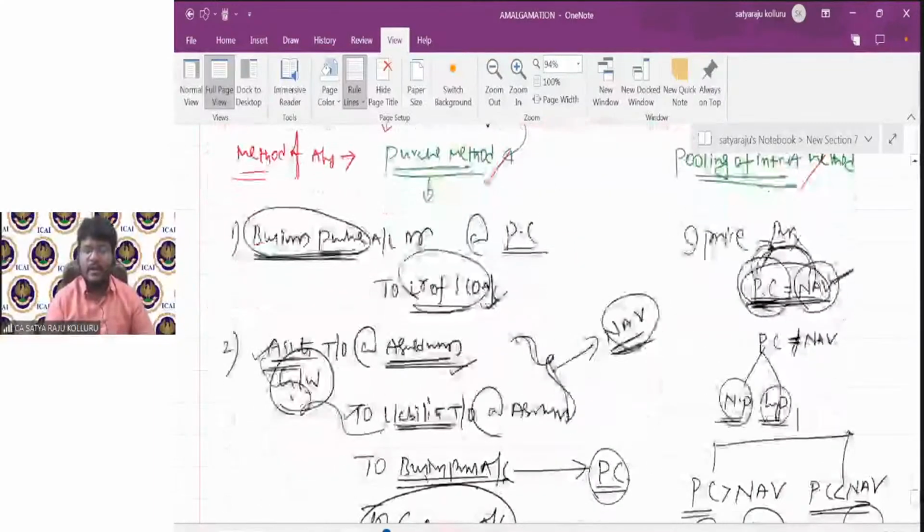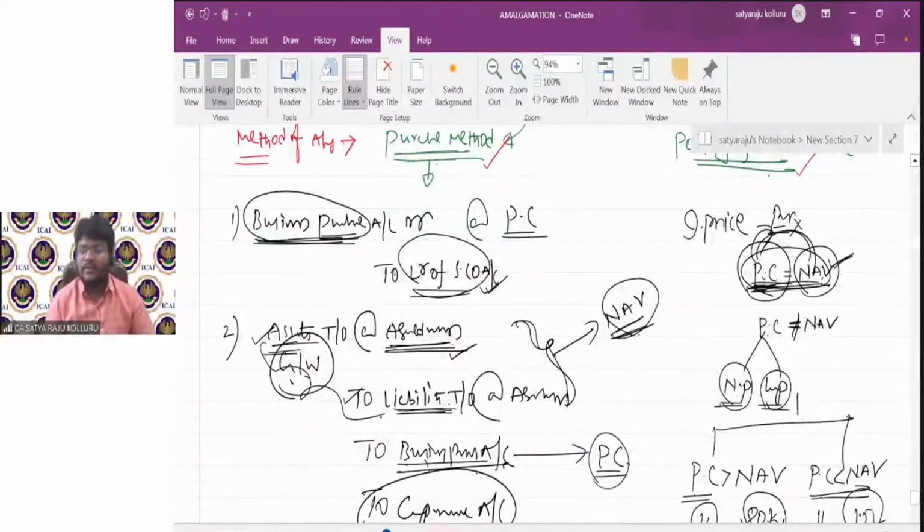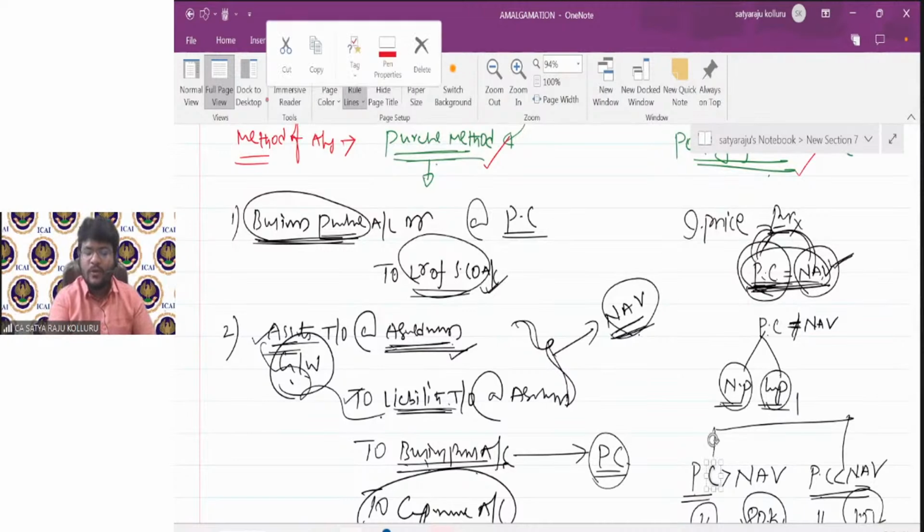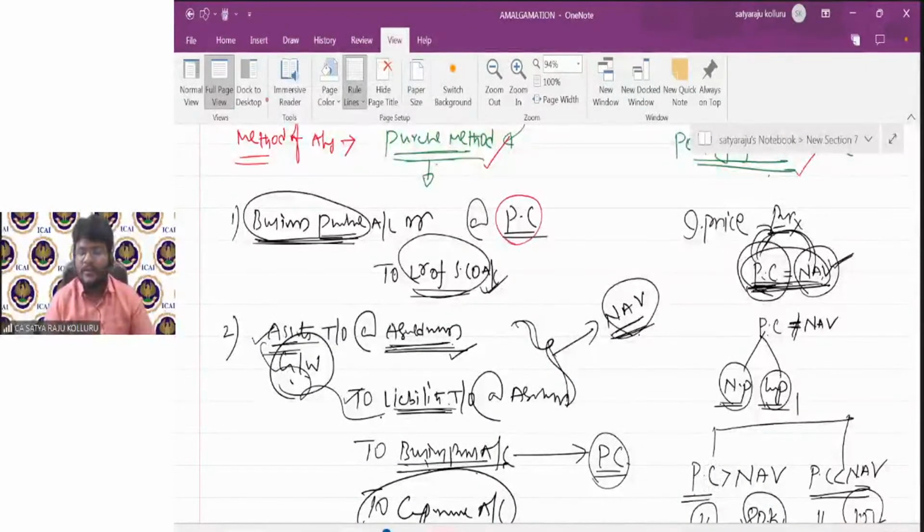Sir, in case of the purchase method, what journal entries do we need to pass? At the time of purchase of business, the entry is business purchase account to liquidator of selling company, that is, purchase to creditor. At which price are you going to purchase? At the rate of purchase consideration. Business purchase means you are going to purchase the assets as well as liabilities of the selling company.